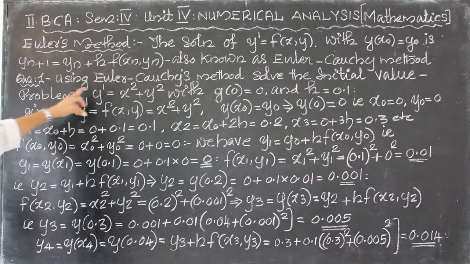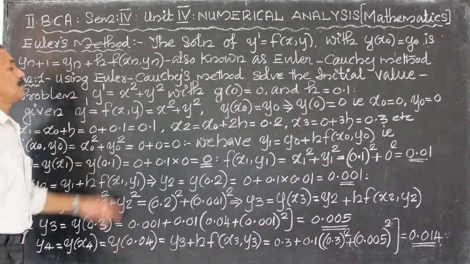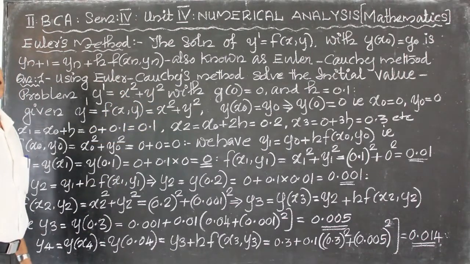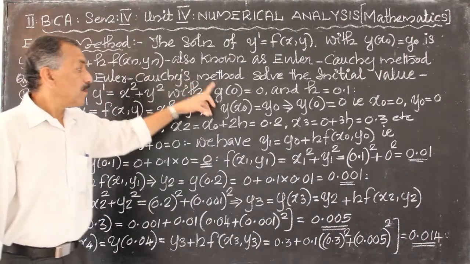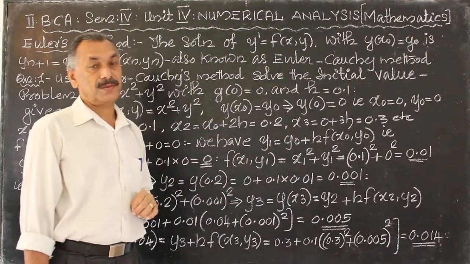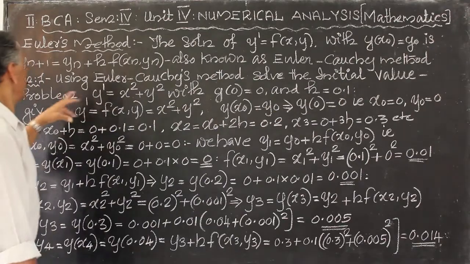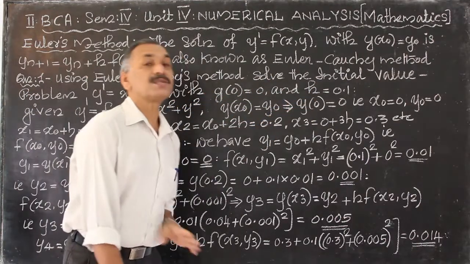What is the problem? y' = dy/dx = f(x, y) = x square plus y square, with y(x0) = 0, that is y(0) = 0. The initial value problem is y' = x² + y², y(0) = 0, and h = 0.1.